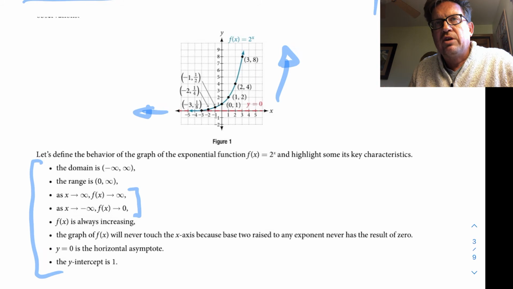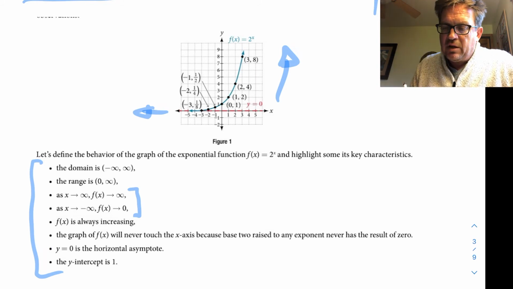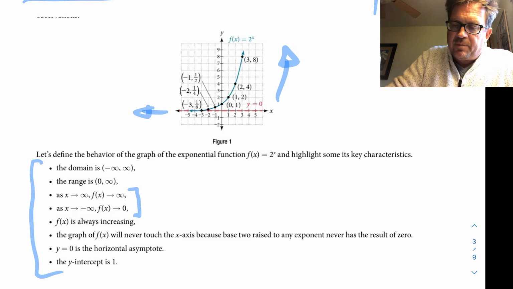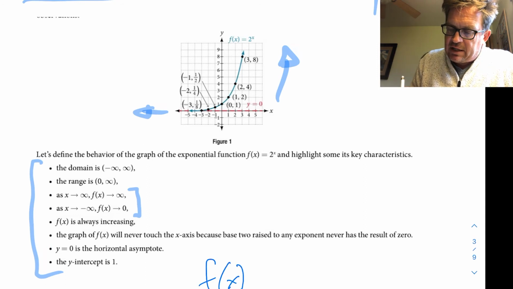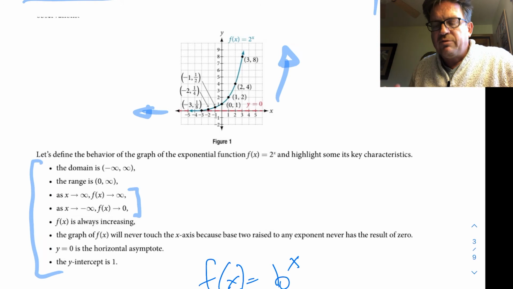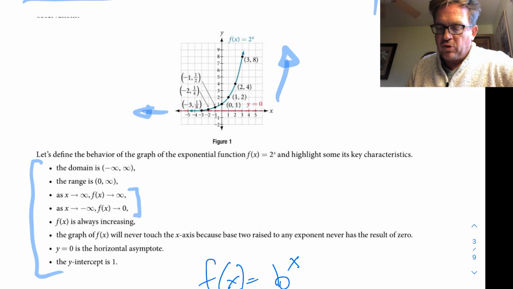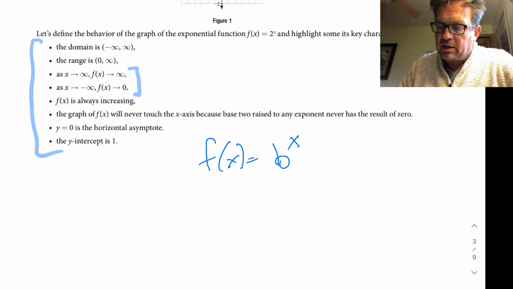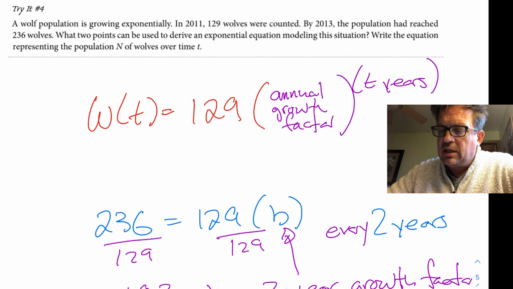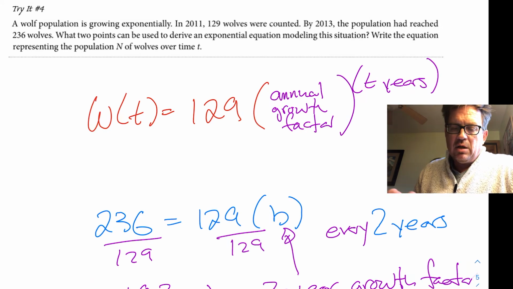That'll be true in all of the standard exponential functions that are written as f of x equals b to the x, right? So it'll change with transformations of that, but that's okay. We'll talk about that later. Let me give you one example in this video, and then we'll talk about it more on Monday.